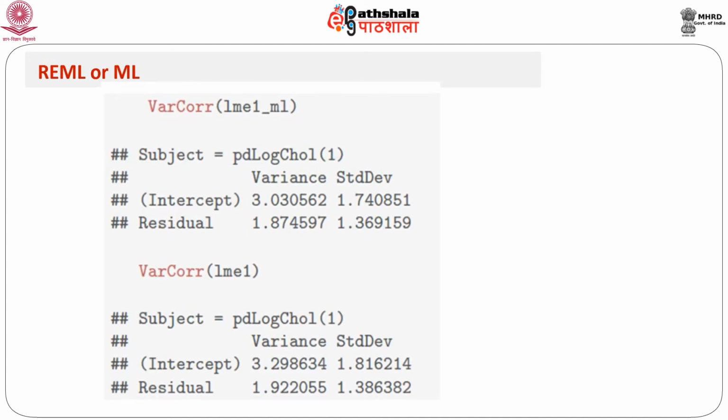But if we extract the variance covariance, here we see that the variance for lme1_ML is 3.03, whereas the variance for lme1 is 3.29. So there is a difference in the variance estimate between REML and ML, but there is not a significant difference between the fixed effects obtained from REML and ML estimates of the same model.